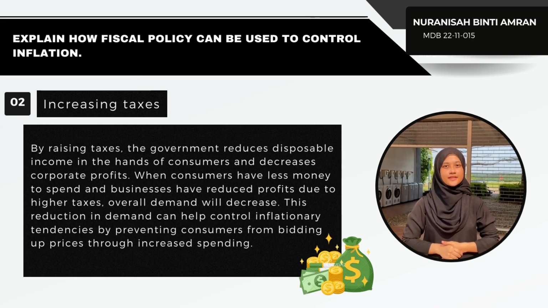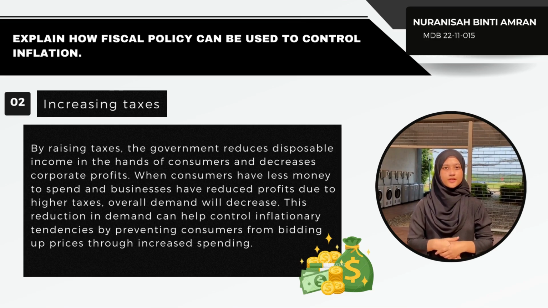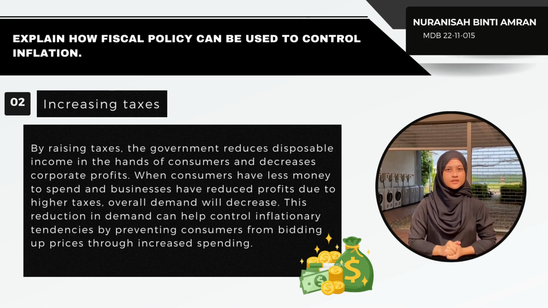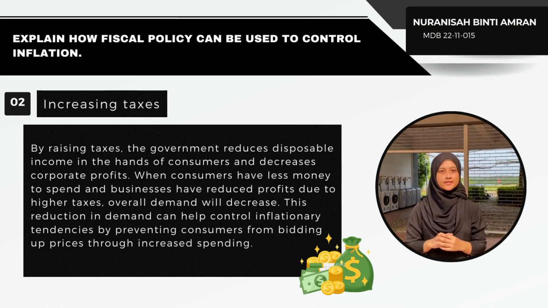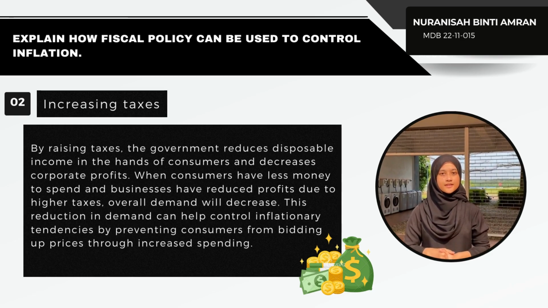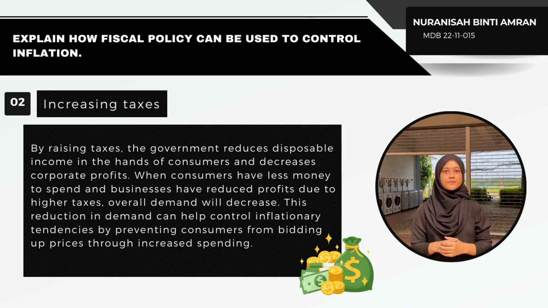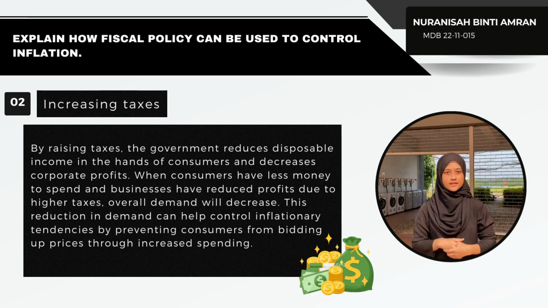Second, increasing taxes. By raising taxes, the government reduces disposable income in the hands of consumers and decreases corporate profits. When consumers have less money to spend and businesses have reduced profit due to higher taxes, overall demand also decreases. This reduction in demand can help control inflationary tendencies by preventing consumers from bidding up prices through increased spending.